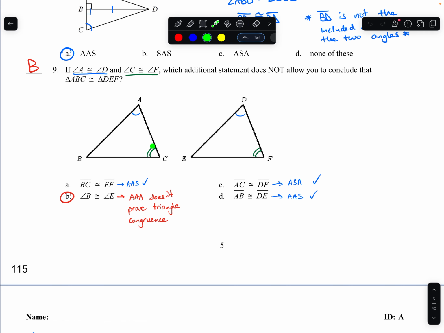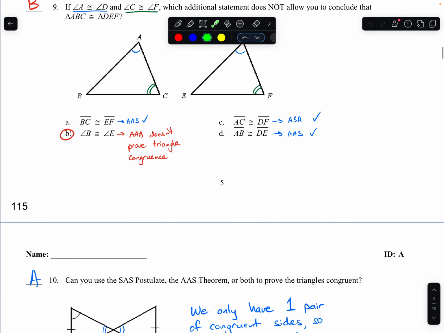Number 9, we know that these two angles are congruent. We know that these two angles are congruent. So which additional statement would not allow us to prove that these two triangles are congruent? It would be B, because then we'd have angle, angle, angle, and that does not prove triangle congruence. All of the other choices, if you drew it out, like for example, choice A here, if I knew that BC was congruent to EF, I would have angle, angle, side, and that does prove congruence. So the answer is B.